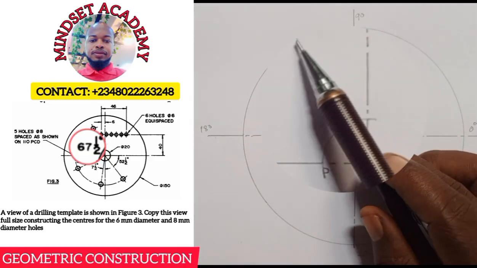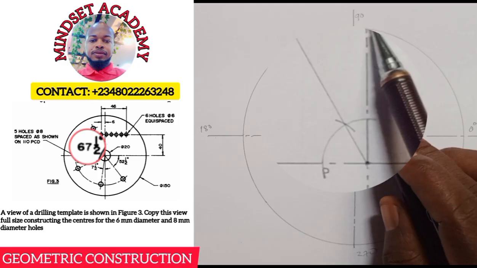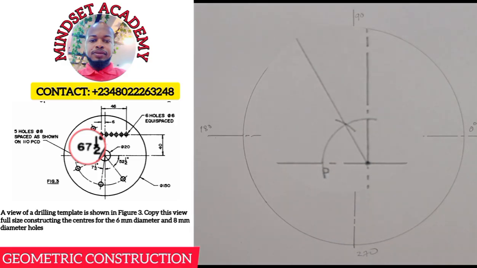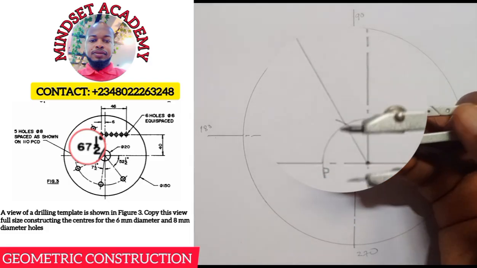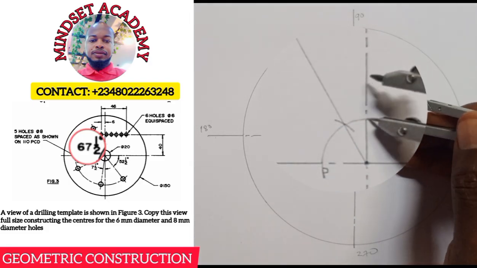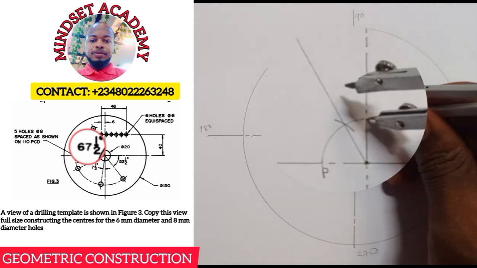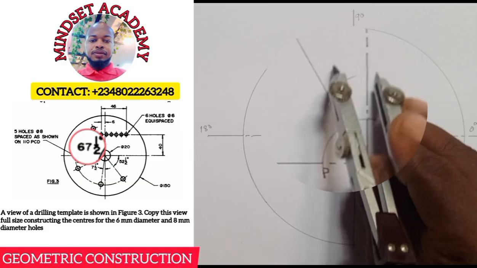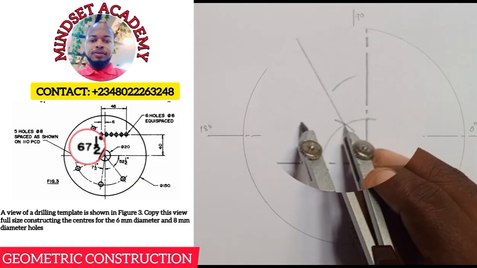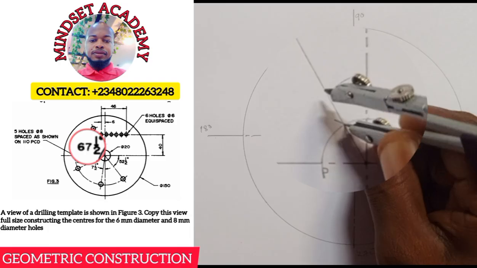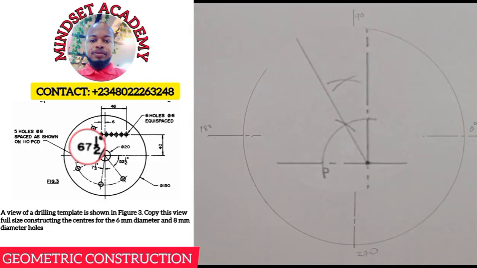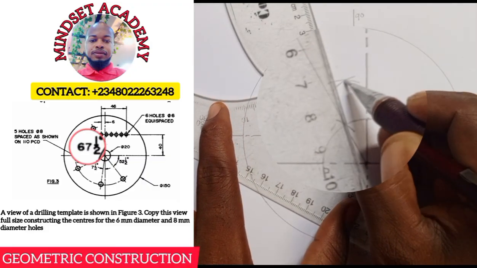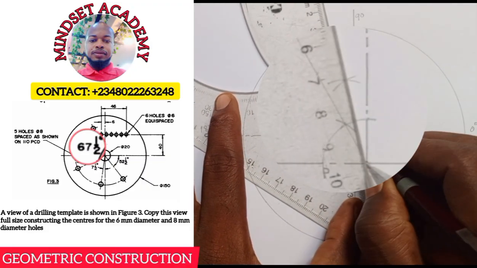So that means between here and here is 30, since this is 90. If I bisect 30 with the same measurement, I can increase it if I want to. With the same measurement, I will bisect, placing it where this arc intersects the 90 degree line, and when it intersects here also, I'm going to strike an arc. So where they meet, that is another one again to pass through the center point here, going through this center here.